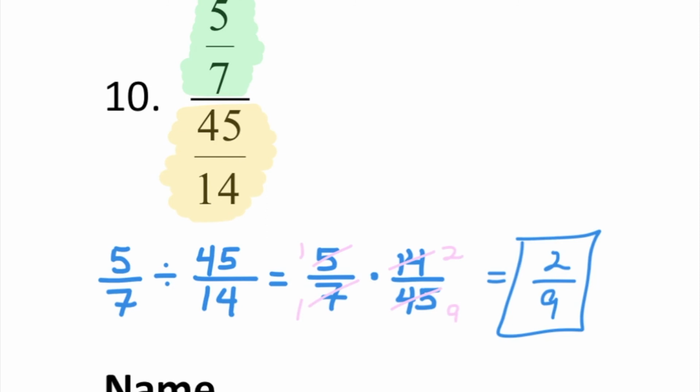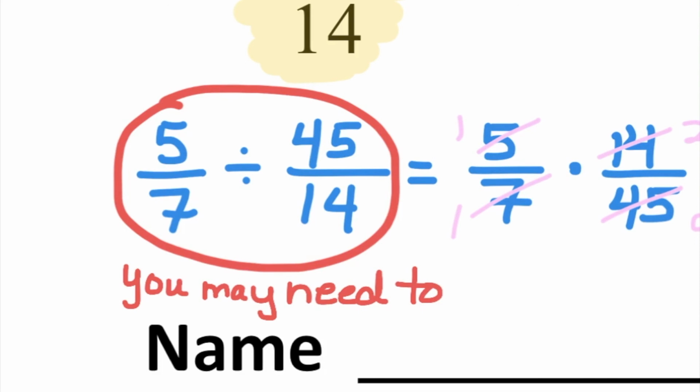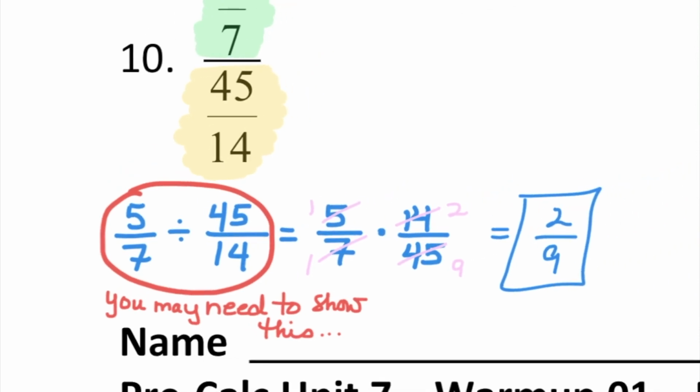In this problem, I would say that if you really understand these complex fractions, that if you don't want to write that, you may not need to show this one. Don't write this down, but you may not need to show this for your own use. So you could go straight from the complex fraction to the multiplication problem.